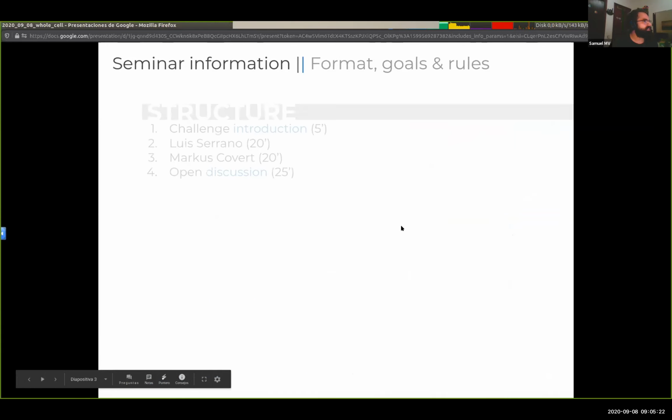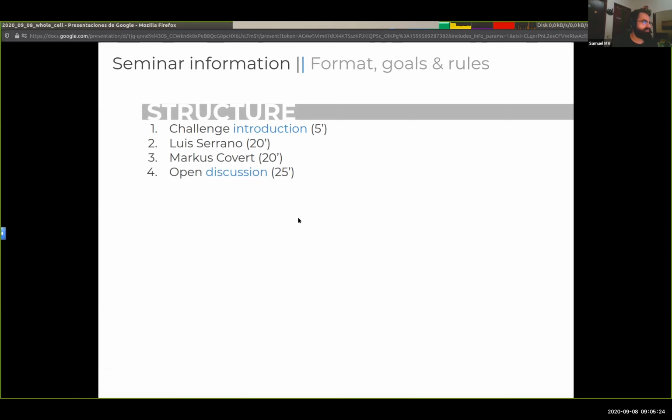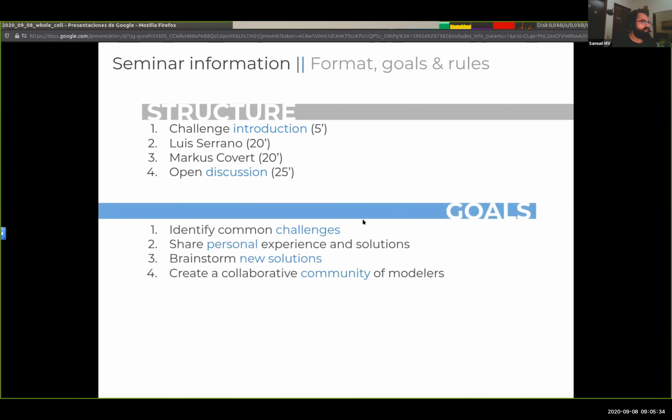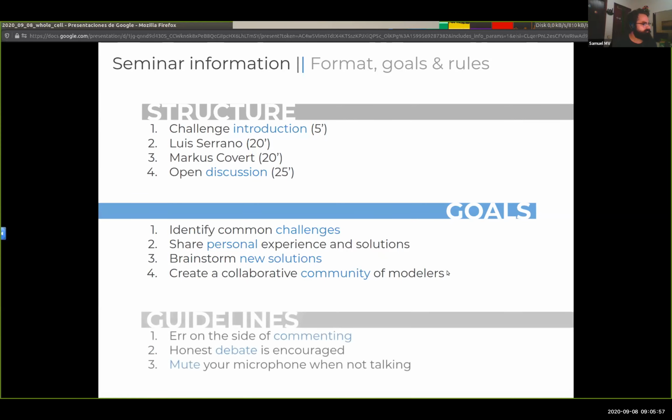Okay, so the seminar information starts with this introduction. We will have Luis first, then Markus will continue, and we will close with an open discussion about the topic. The goal is mainly to identify common challenges in the field of systems biology and more specifically in cell modeling in biology. Also share personal experience and solutions for problems that everyone could have every day, and brainstorm new solutions in that direction. And finally, to create a collaborative community of modelers.